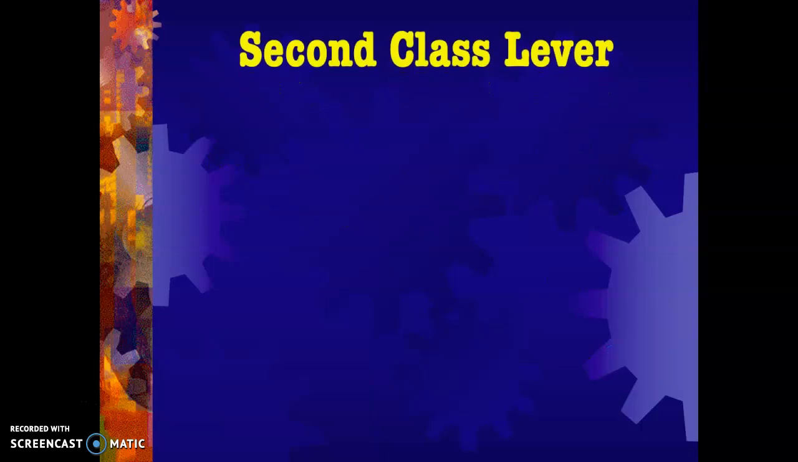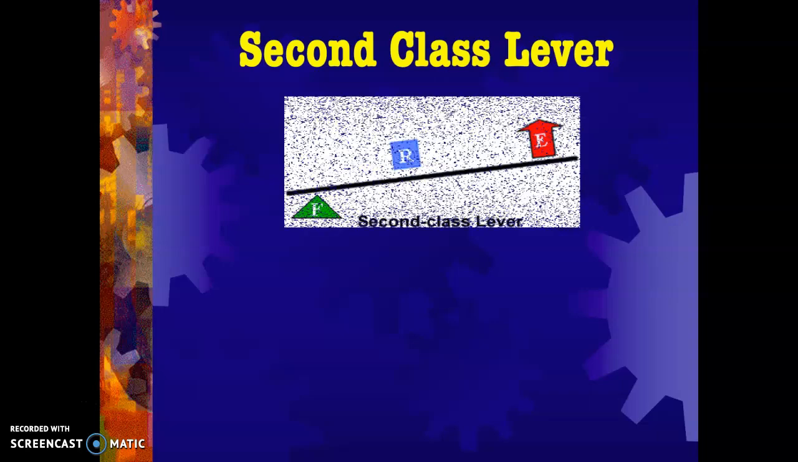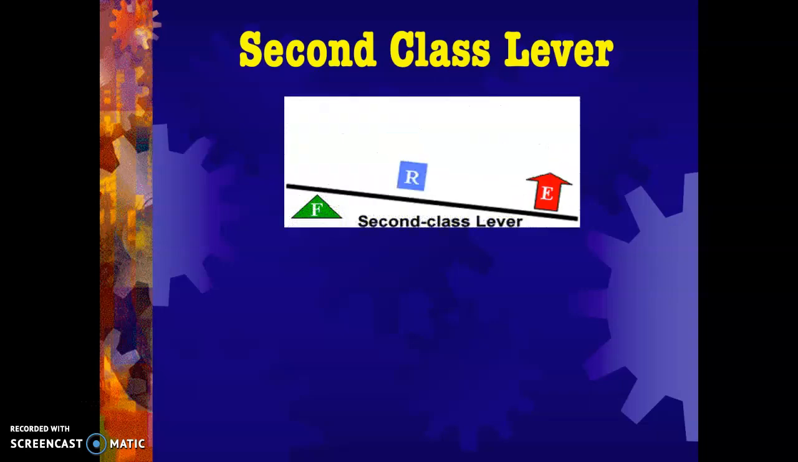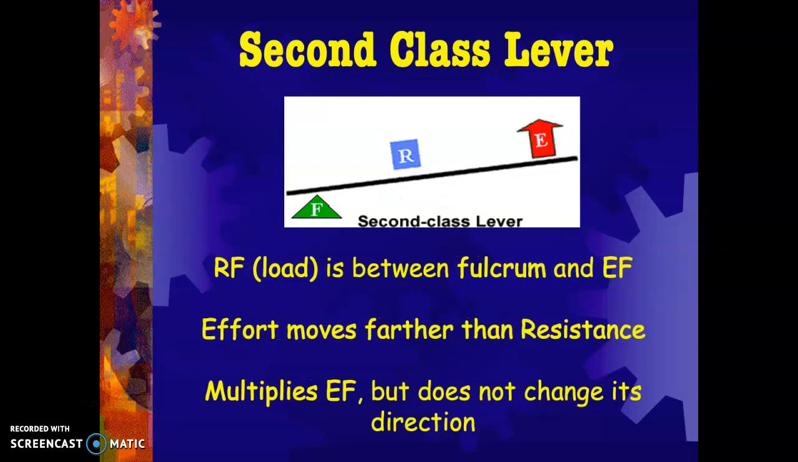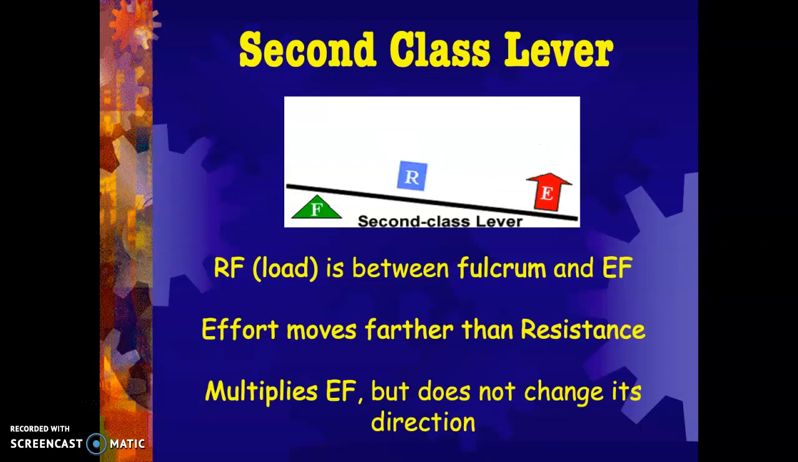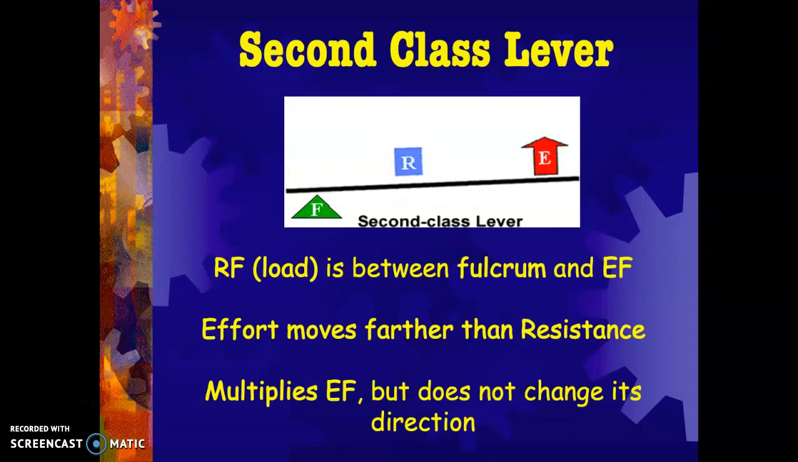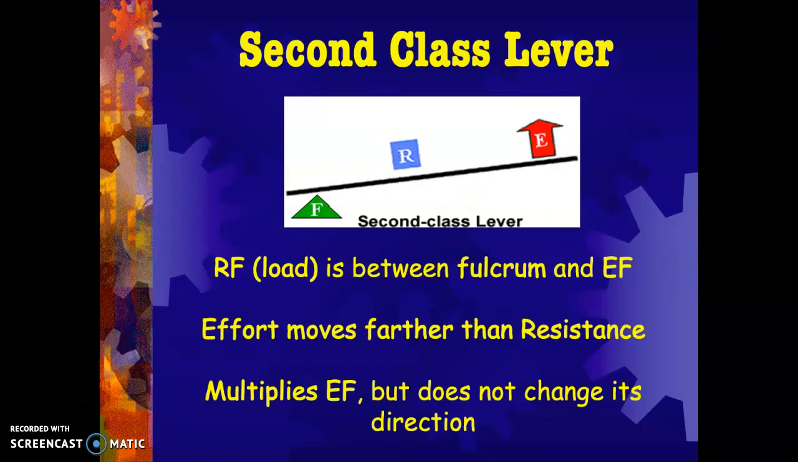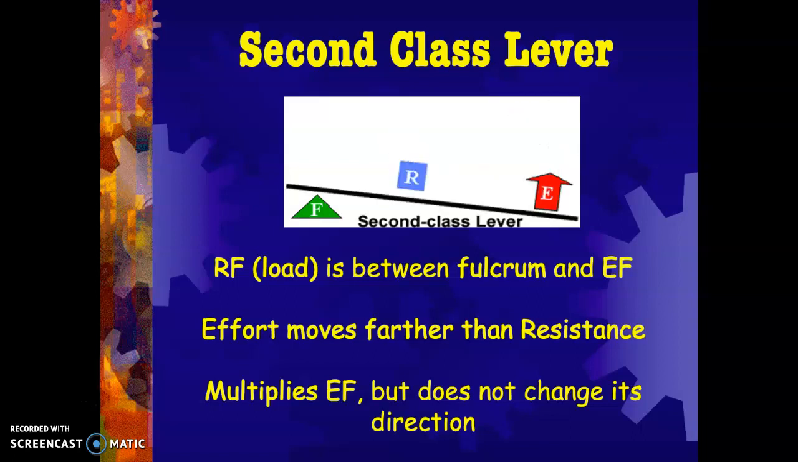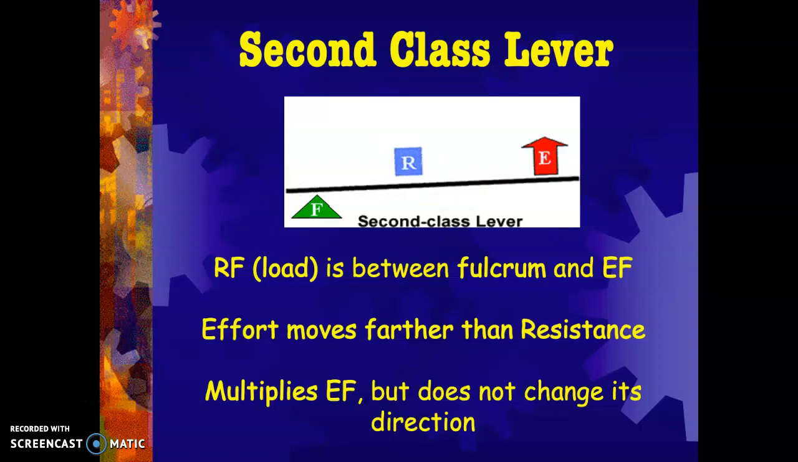Let's move on now to our second class levers. In second class levers, we have the fulcrum on one end, the resistance in the middle, and the effort on the other end. Again, the fulcrum is on one end, the resistance is in the middle, and the effort is on the opposite end. What does this do? The effort must move farther than the resistance. This multiplies the effort force, but does not change the direction.